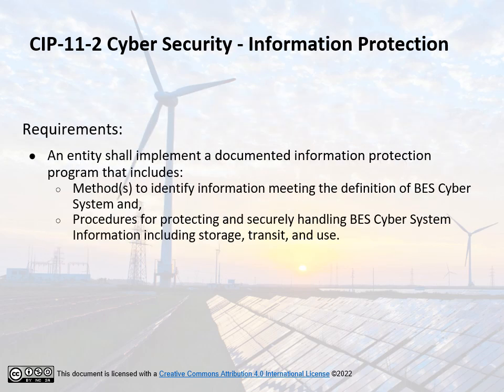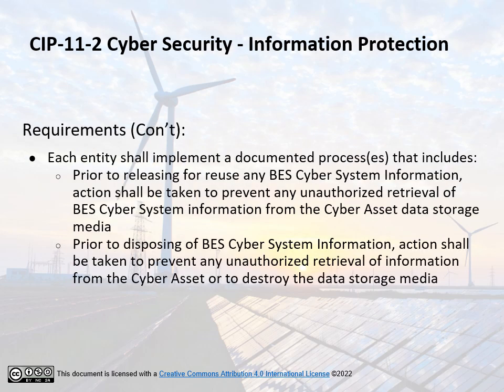CIP-011-2, Cybersecurity Information Protection. Requirements. An entity shall implement a documented information protection program that includes methods to identify information meeting the definition of BES cyber system information and procedures for protecting and securely handling BES cyber system information, including storage, transit, and use.